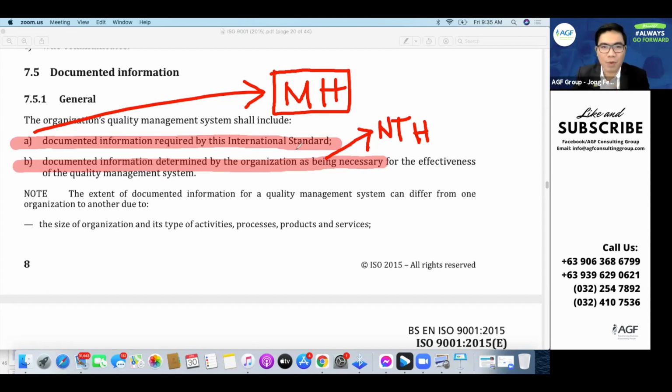So, let me go to 4.1. I said a while ago that 4.1 and 4.2 is nice to have, right? While 4.3 is a must-have. Where does it say that it's a must-have document? Am I just making this up? You'd probably be wondering. So let's see what's our basis here. Why is it a must-have document?